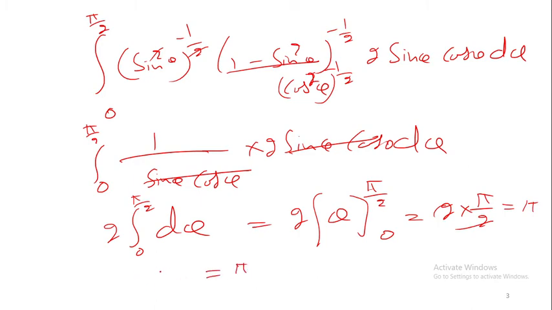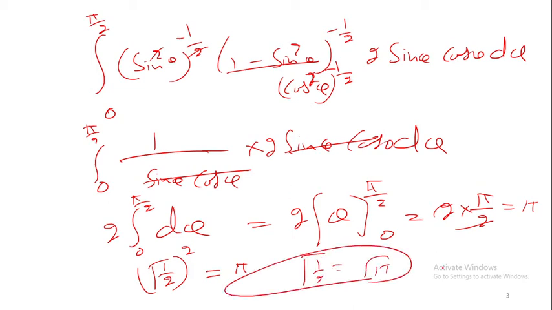On the other side, we already had gamma half power 2 is equal to pi. So what will be the value of gamma half? Gamma half will be under root pi. I hope you understand that. This is the first method to find the value of gamma half. Now what is another method to solve this?